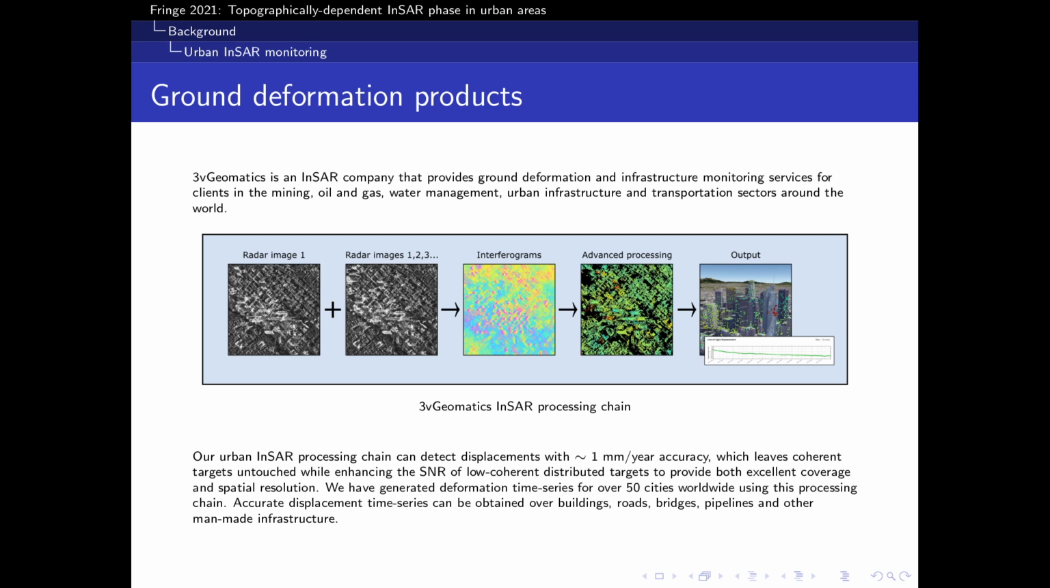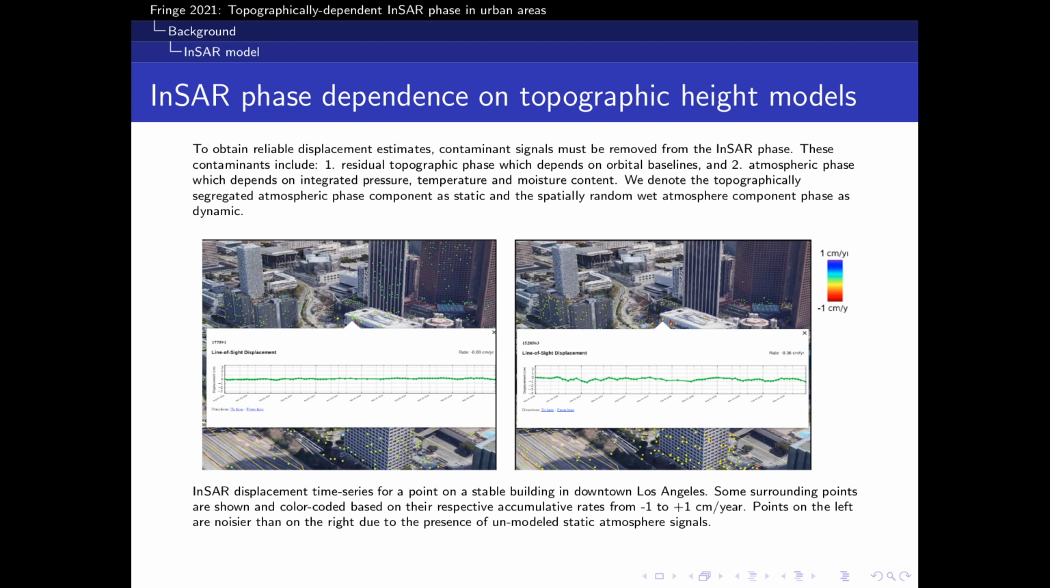At 3V Geomatics, we provide InSAR displacement monitoring services for clients around the world. We have developed an urban InSAR processing chain that can detect target displacement with high precision. To obtain accurate target displacement time series, contaminant InSAR signals must be modeled and removed.